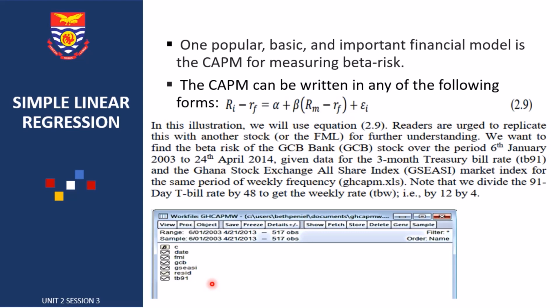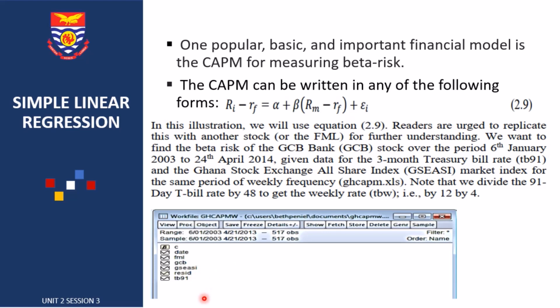Here we are going to consider the beta coefficient, or the risk element, in investing in Ghana Commercial Bank stocks. Our data set is coming from the Ghana Stock Exchange, and we have already launched our eViews application, and we could clearly see that the data are loaded. We have the GCB data, the date for the data set, and the GSE-ASI, the Ghana Stock Exchange All Share Index, which is the market return. TB91 is the treasury bill rate, representing the risk-free rate. So we have successfully loaded our data set into eViews.